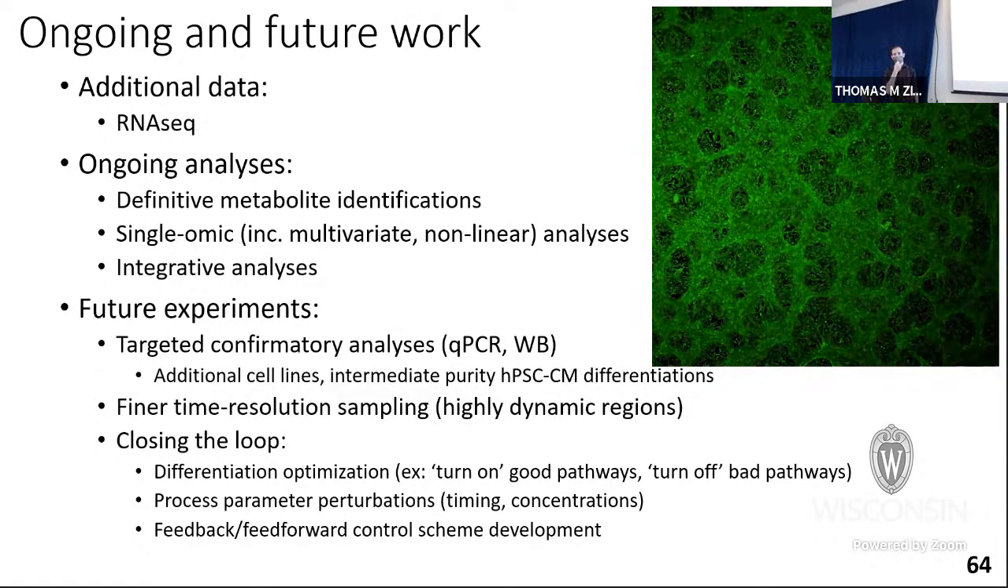Or turn off bad pathways. So if we see glycolysis is bad, we can say, okay, let's go in and inhibit glycolysis. Let's not let the cells do that, and hope that we can hit a feedback loop to try to get these cells on a direct path.